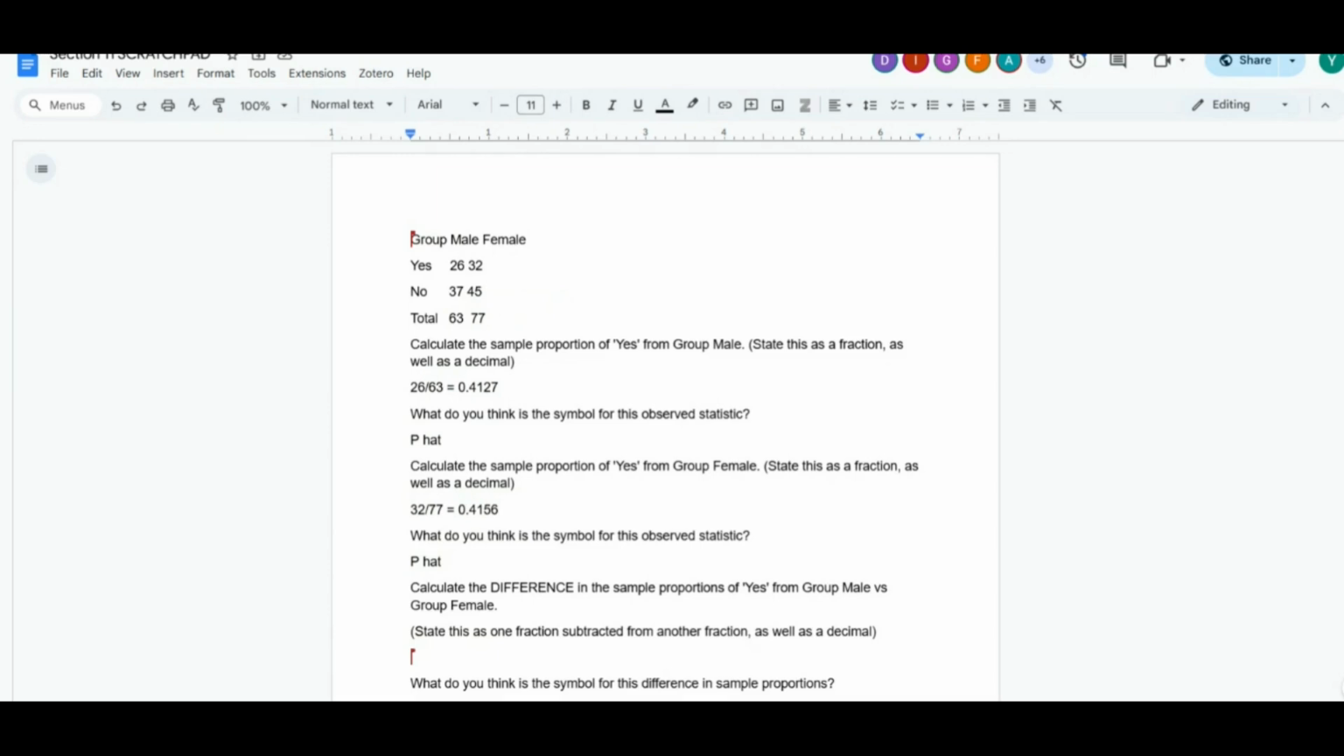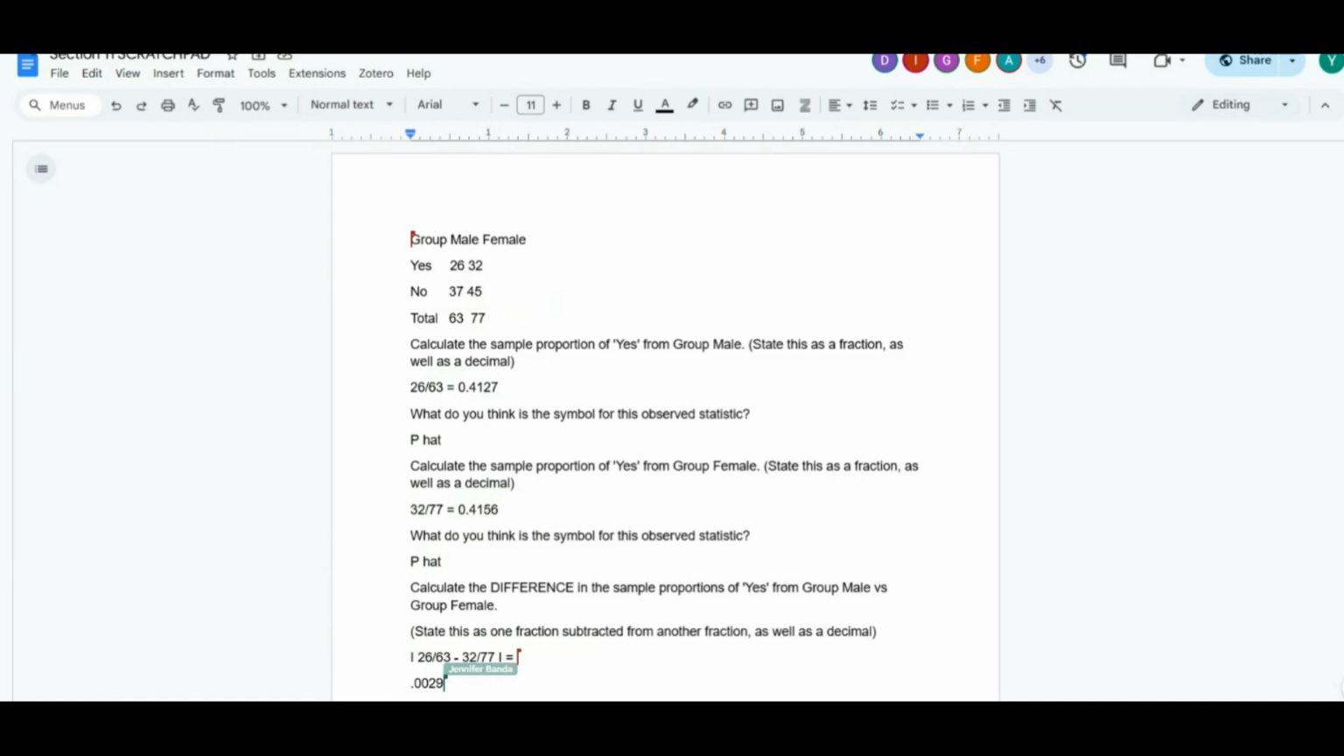Do we agree with this one? What's the sample proportion of yes among the males? You take how many yeses there were and you divide by 63. Who doesn't know how to do this? Now you'll be surprised. In my last final exam, I had at least 4 students not write 26 out of 63. I'm going to ask you, can you guess what answer they gave me? Not 26 out of 63.